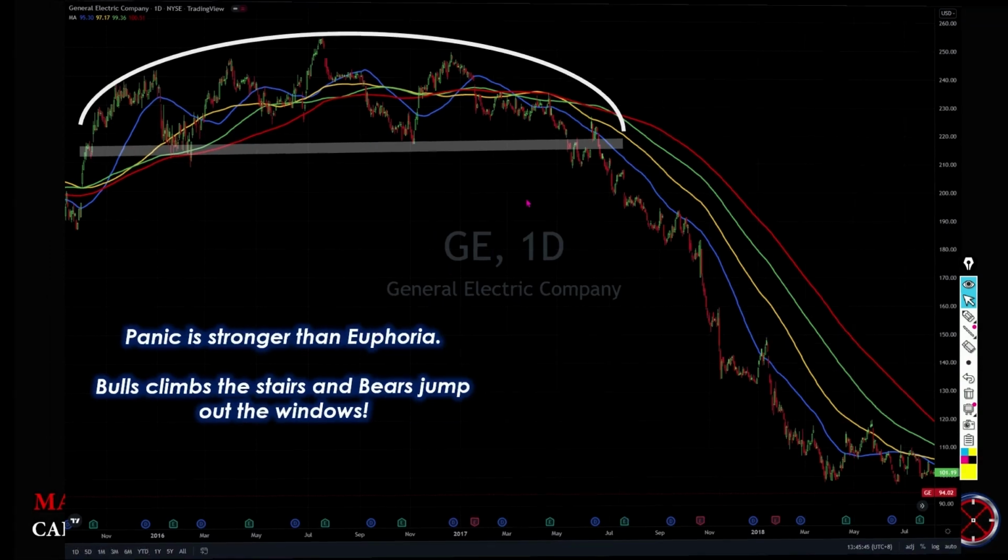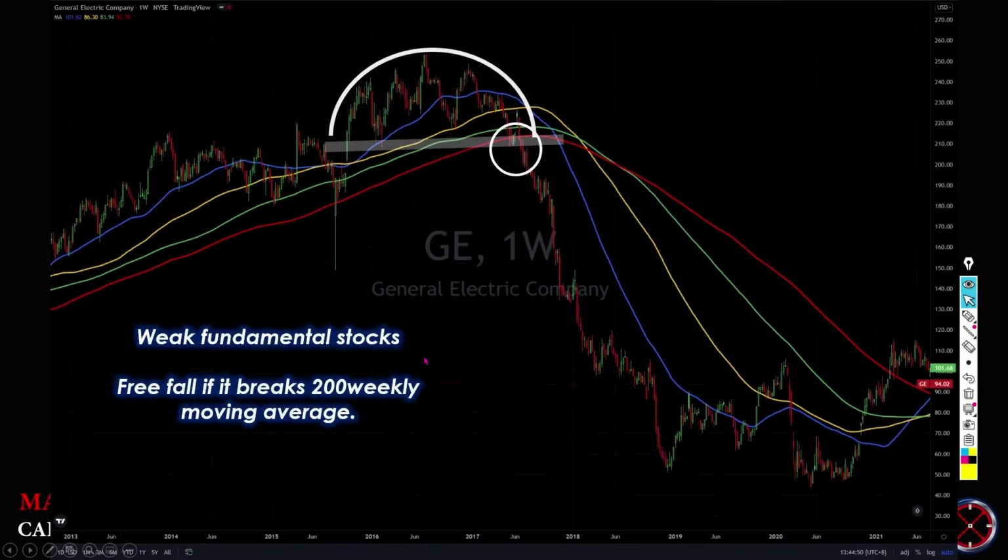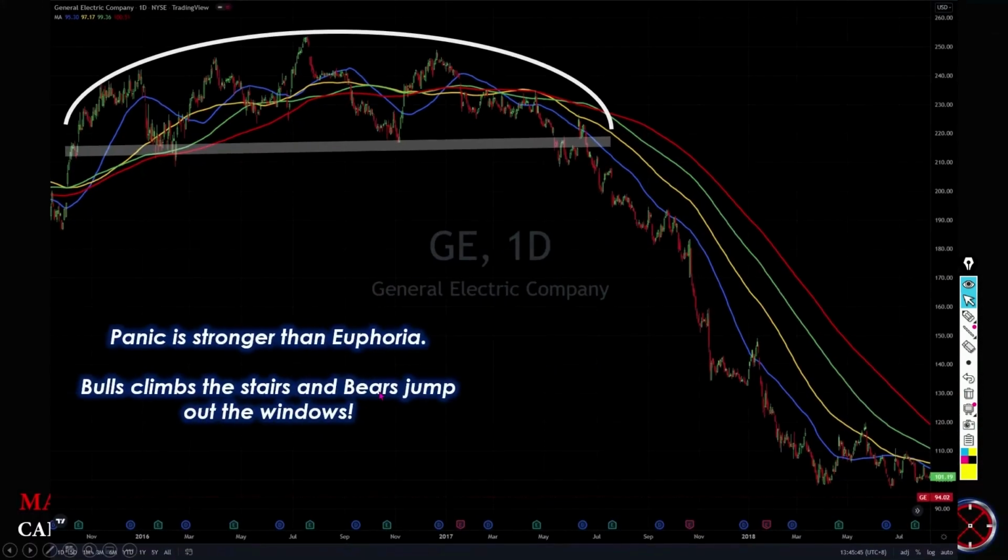So in a way, what we can say here, okay, if we move into daily charts, most of the time when there's a panic, the price action respects, if it's bearish, the 50 moving average or even a faster moving average.